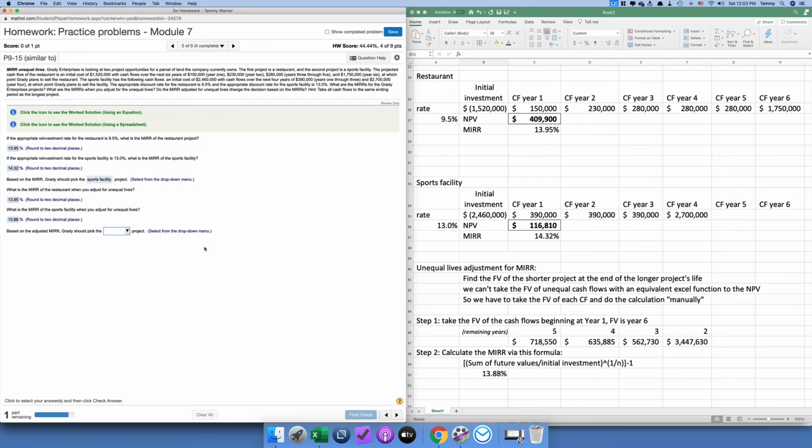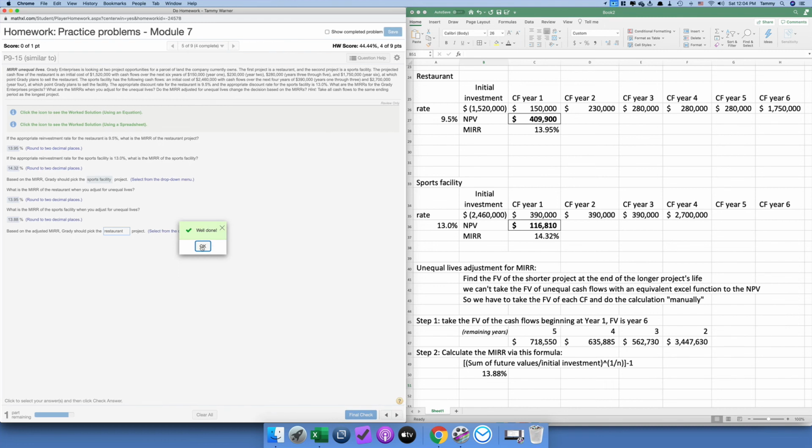Okay, so based on the adjusted modified internal rate of return, we should pick, let's see which one's highest now. Now the restaurant is more attractive. So when you adjust the IRR for unequal lives and assume reinvestment at a particular discount rate, then you might get a different answer than your first IRR. So there it is. So that is number 5. I'm going to stop this here, and then we're going to move on to the homework problems from chapter 10.